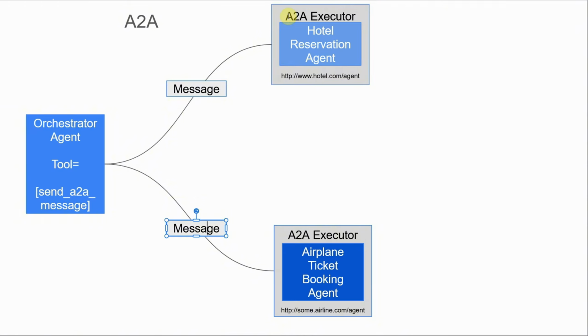So the agent which is deployed this way is a server agent, and the Orchestrator agent which is using the server agent is a client agent. So the Orchestrator agent will need to have a special tool which is sending A2A messages. What is the benefit of this approach?